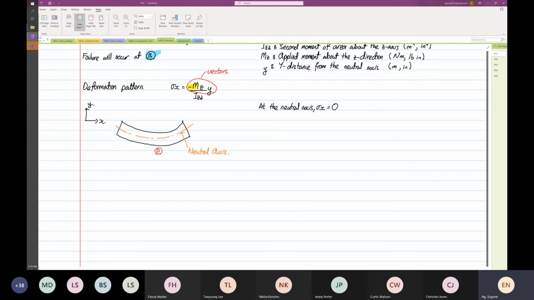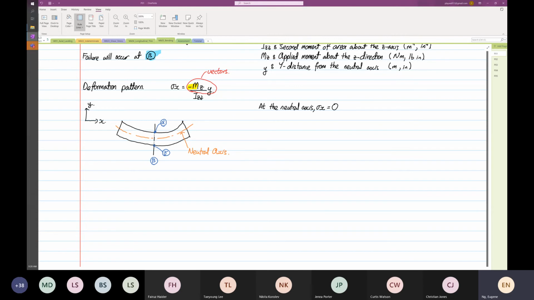Now looking at point B, so this is point B. At point B, we are going to call 2 points. One point is called alpha, and the other point is called gamma. What you see is alpha is above the neutral axis, gamma is below the neutral axis.